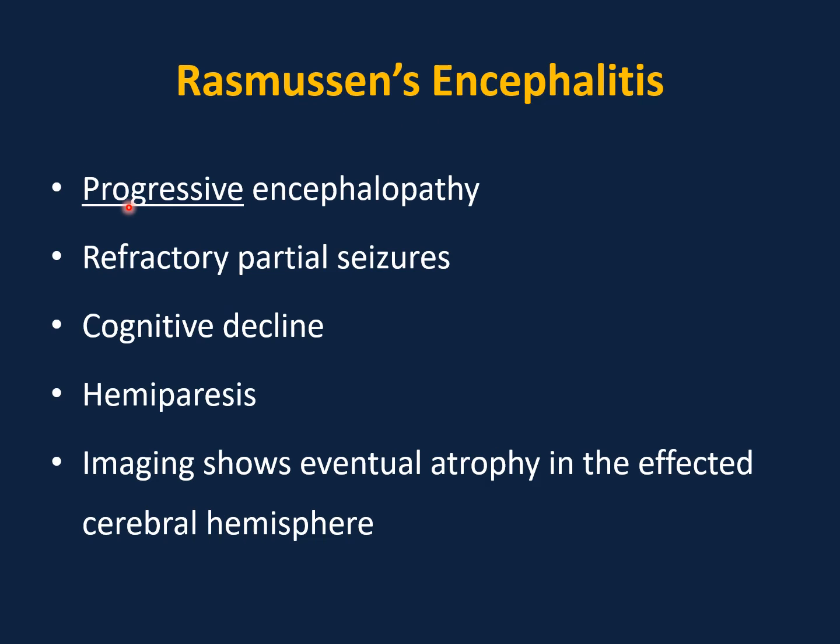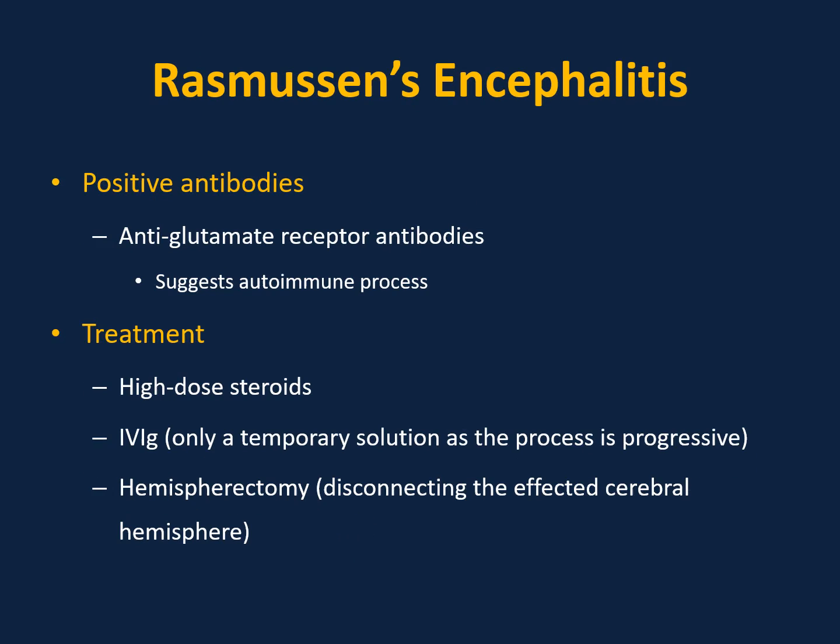Rasmussen's encephalitis is a progressive encephalopathy and also causes progressive seizures. So the key word here: if you have a presentation with progressive seizures, you should think about Rasmussen's encephalitis. It is refractory partial seizures, difficult to treat, with cognitive decline and hemiparesis. The imaging study will help with the diagnosis and will show atrophy in the affected cerebral hemisphere. Positive antibodies, anti-glutamate receptor antibodies, can be present in cases of Rasmussen's encephalitis, and this suggests an autoimmune process.